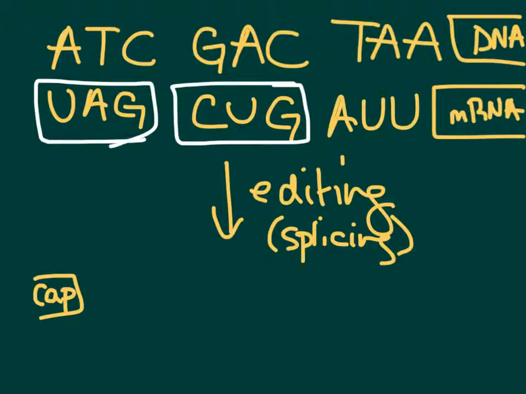You'll notice here I grouped my RNA in threes. It's very deliberate. It's because when we read in threes, they're called codons. We read 3 base pairs at a time.